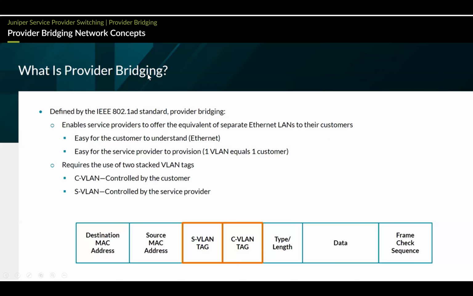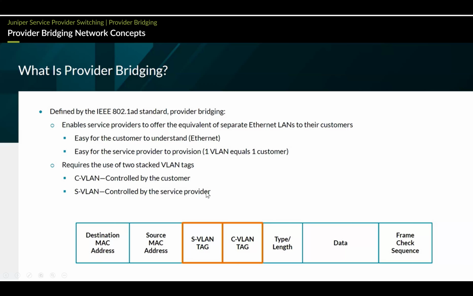What is provider bridging? It enables the service provider to offer the equivalent of separate Ethernet LANs to their customers. It is easy for the customer to understand and easy for the service provider to provision. One VLAN equals one customer. It requires the use of two stacked VLAN tags: C-VLAN basically for the customer, and S-VLAN basically for the service provider.